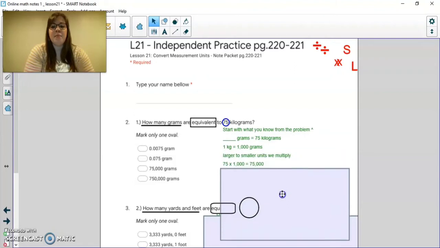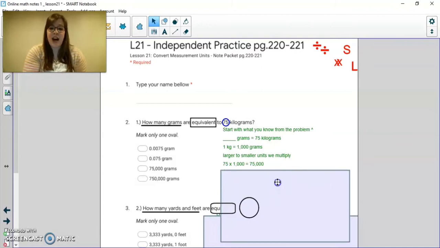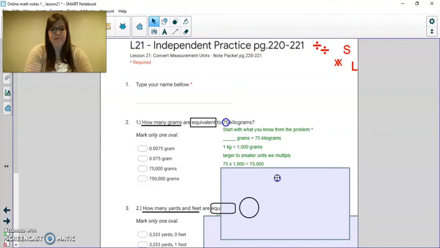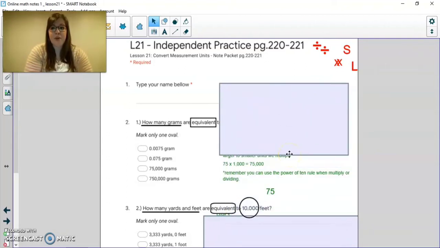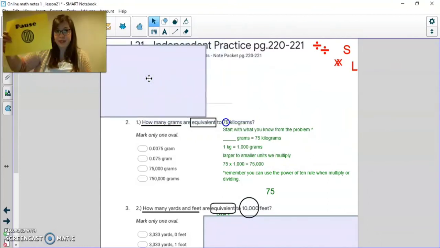So when I set this up as a problem, I know 1 kilogram is equal to 1,000 grams, so I'm going from a larger unit to a smaller unit, and I'm going to multiply. Setting this up, I'm going to start with the 75, and I'm going to multiply that by 1,000 to get my answer. In this case, the answer is 75,000. So there are 75,000 grams in 75 kilograms. Remember, you can also use the power of 10 rule when you multiply. You can pause the video now.